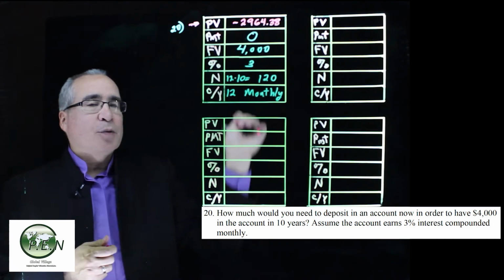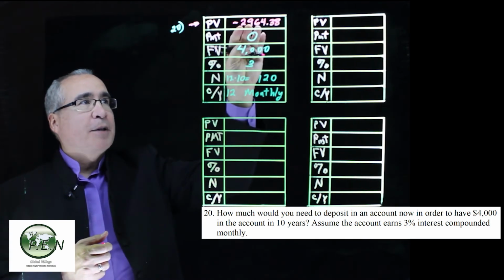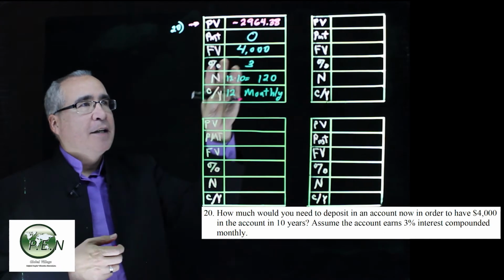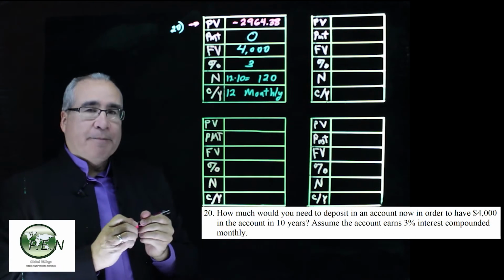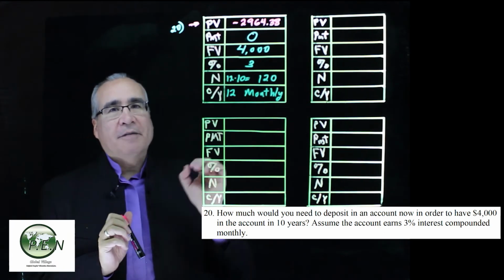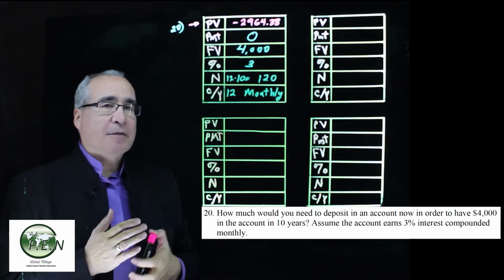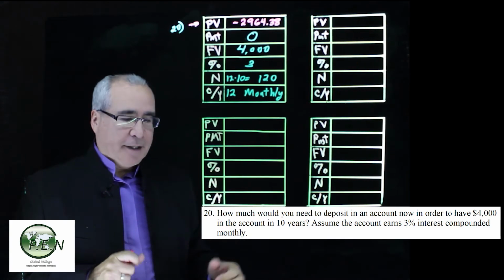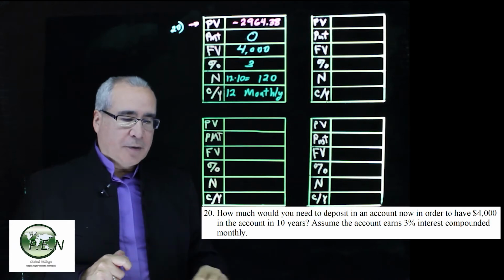Now our calculator will have the negative there because we left the positive here. So that's the direction of the money. The present value we have to put into the account, the future value we take out. In your answer, you won't put the negative because it's just $2,964.38. The negative just tells us the direction of the money.